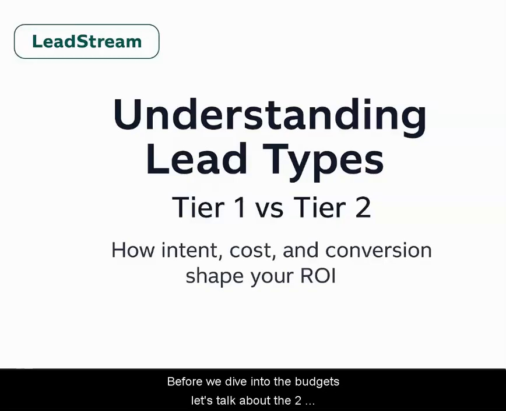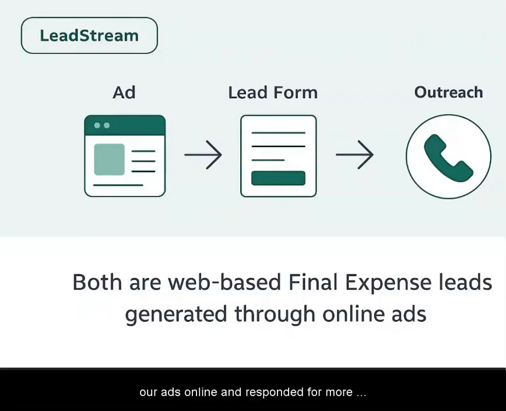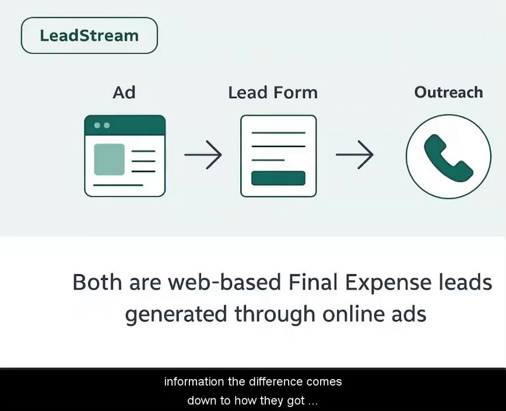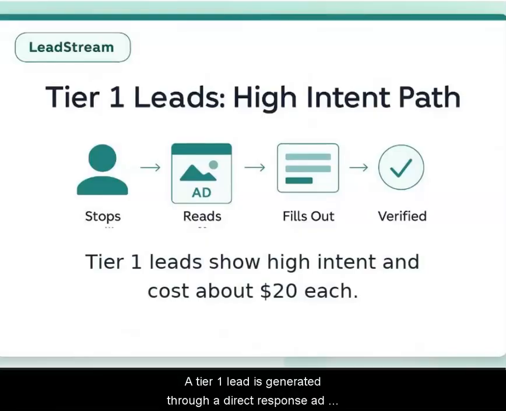Before we dive into the budgets, let's talk about the 2 types of leads we work with, Tier 1 and Tier 2. Both are web-based final expense leads, people who saw one of our ads online and responded for more information. The difference comes down to how they got there and how strong their buying intent is. A Tier 1 lead is generated through a direct response ad where the person stops scrolling, reads the offer, fills out a form, and confirms their information.